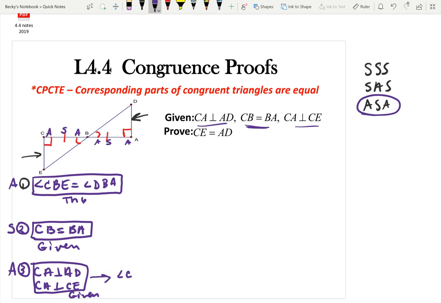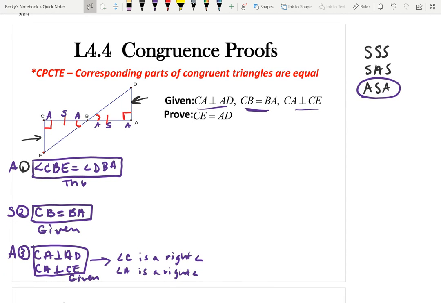Angle C is a right angle, and angle A is a right angle. All right, that's what we know, and hopefully you can read that. So again, this is Theorem 7, because perpendicular lines form right angles. Okay, so what do we know about right angles?